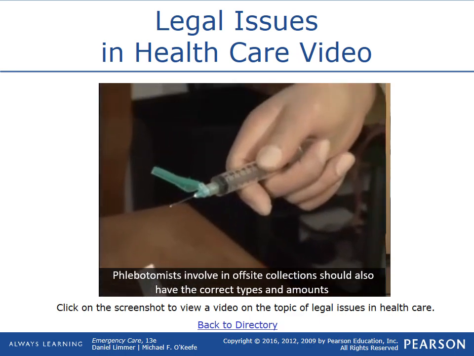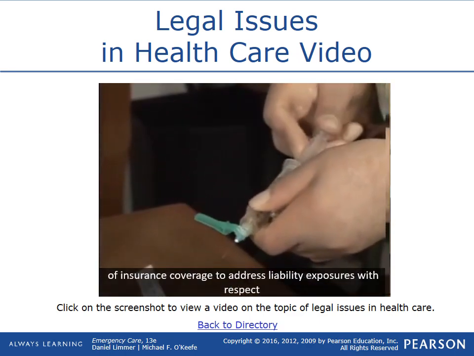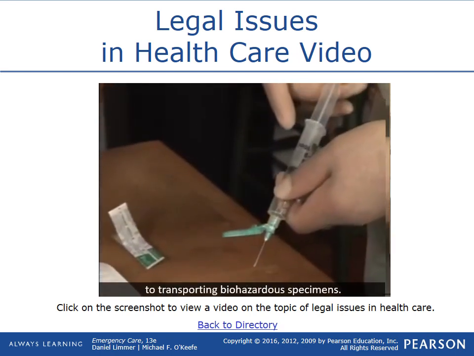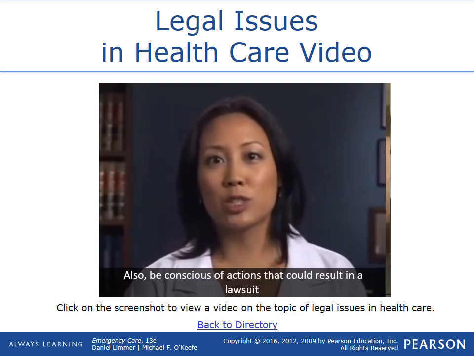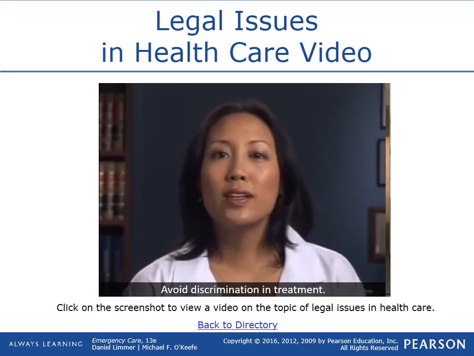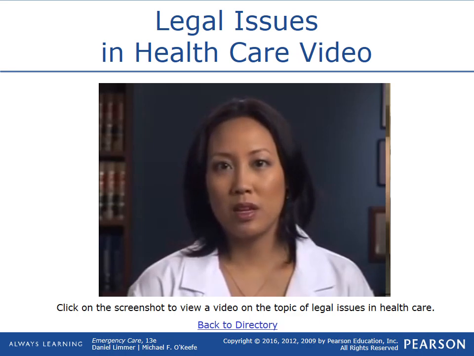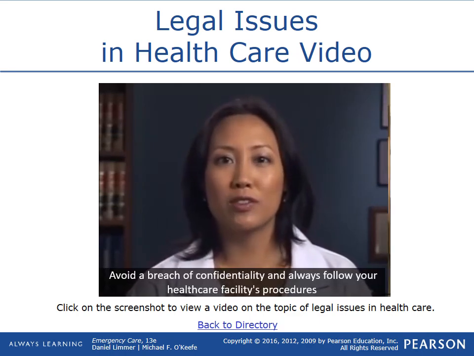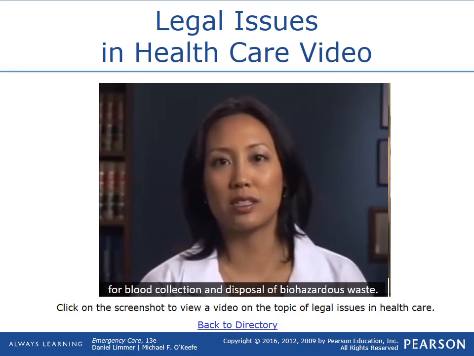Phlebotomists involved in off-site collections should also have the correct types and amounts of insurance coverage to address liability exposures with respect to transporting biohazardous specimens. Also, be conscious of actions that could result in a lawsuit when working with patients with HIV. Avoid discrimination in treatment. Guard against transmission of the virus. Avoid a breach of confidentiality. And always follow your healthcare facility's procedures for blood collection and disposal of biohazardous waste.